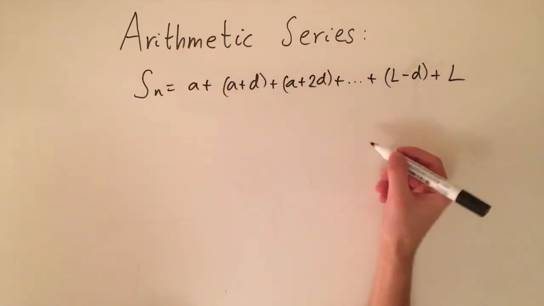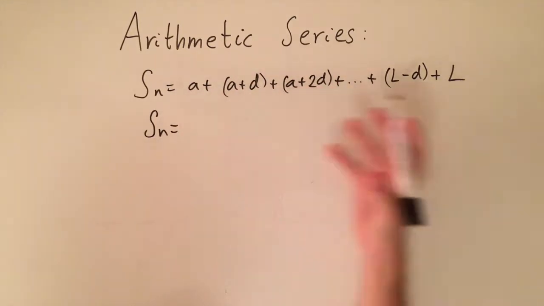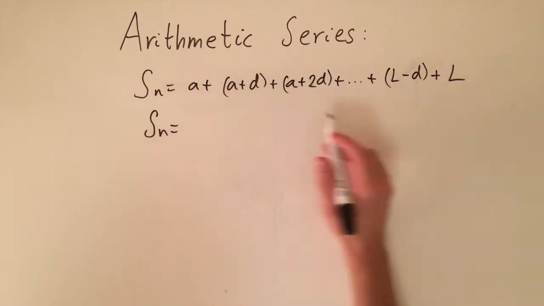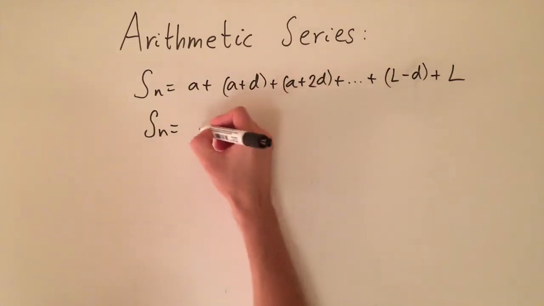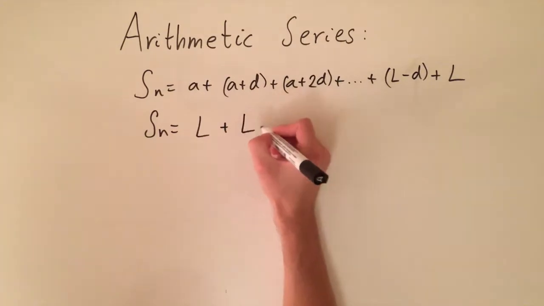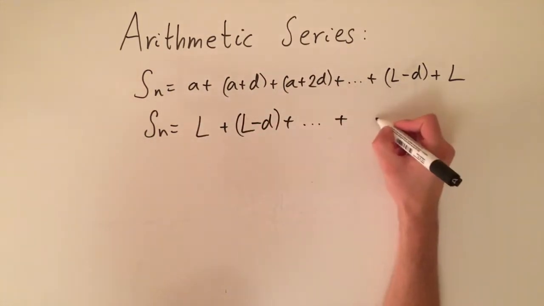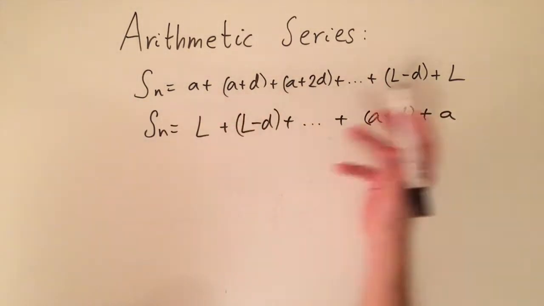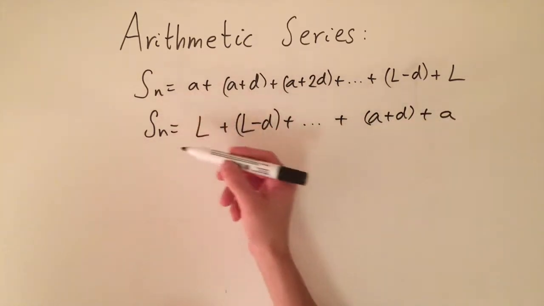So the first step is to take this series and write it out backwards. That's not going to change the value of the series because there's a finite number of terms. We can just switch the order of the addition. That doesn't change the value. So we're just going to go ahead and write this whole series out backwards. And this is still equal to Sn. So we have L, L minus D, all the way down to A plus D and A. So we've got the same series, the same number. We've just written out the order of the terms backwards. And that doesn't change the value of the series.